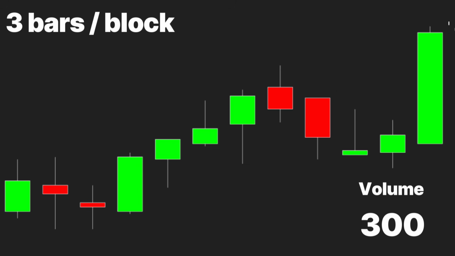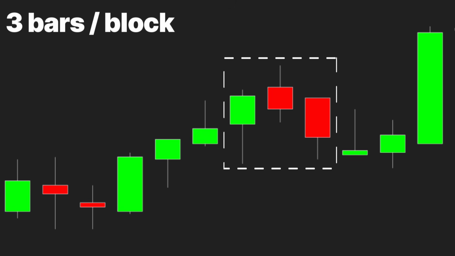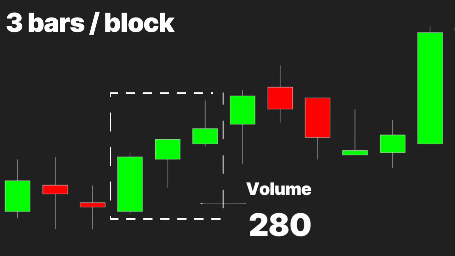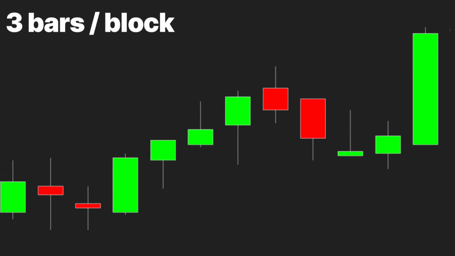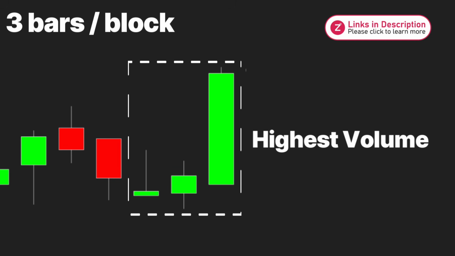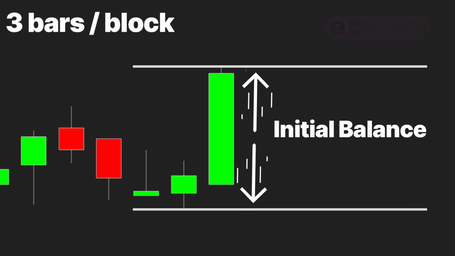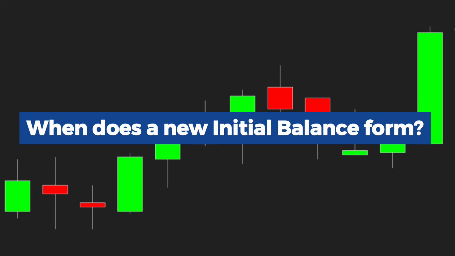Let's assume the current block's total volume equals 300. The previous block's total volume equals 200. The next block's volume equals 280. And the block before that has a volume of 170. In this case, the current block has the highest volume compared to all previous blocks. Therefore, the three candles in this block will be used to define the initial balance. Volume trigger doesn't operate on a fixed period.